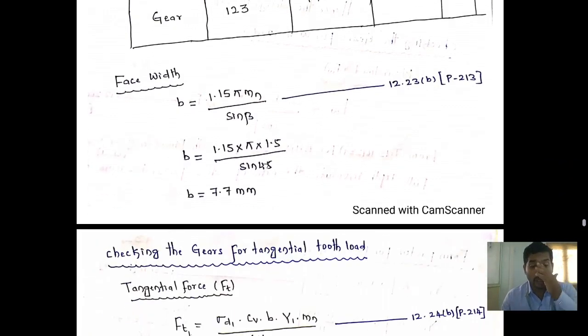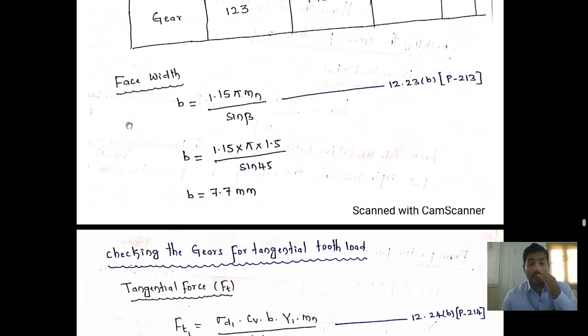So first of all we need to find out the face width. If we want to find the face width, we have to use the formula B equal to 1.15 pi into mn by sine beta. 1.15 as it is, pi as it is, mn is 1.5, sine beta is sine 45. If you divide the whole value, then you will get the face width as 7.7 mm.